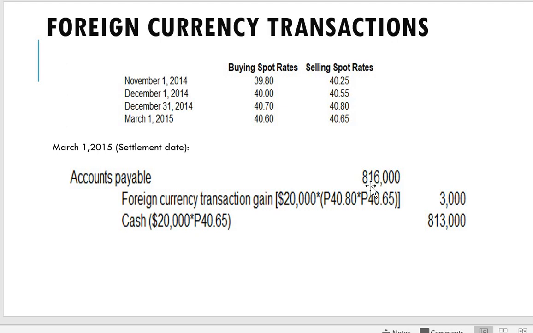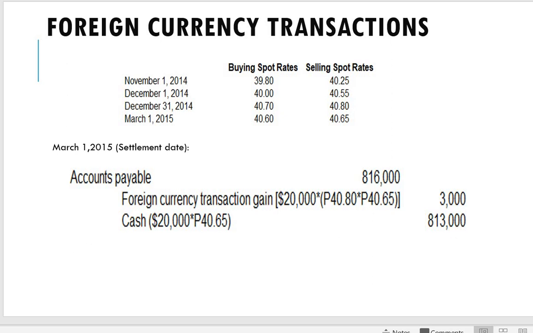816,000. And we'll credit the foreign currency transaction gain at 3,000. And of course, the difference, our cash, right? What we pay is actually based on the actual rate. Actual rate. It's actually 20,000 times 40.65. It's actually 813,000. So, since the exchange rate went down, we have fewer pesos to pay. Okay, that's why we have a gain.